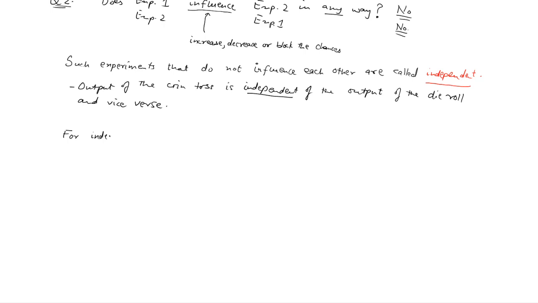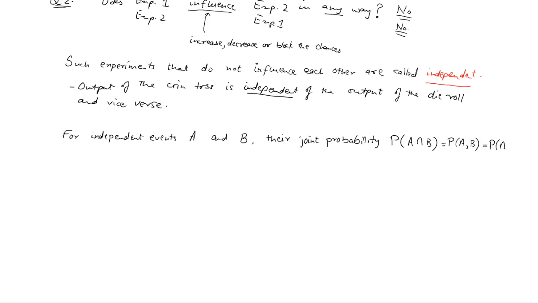For independent events A and B, their joint probability, probability of A intersection B, sometimes written as probability of A comma B, and well, there is even more notation. Sometimes this is also written like this, probability of AB. Okay, so you should be aware of these notations.